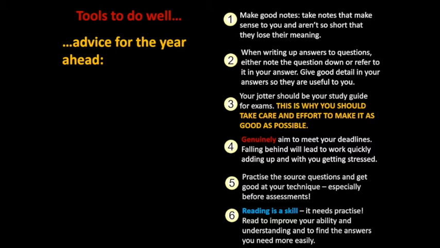So when you get faced with these sources that will come at you in the higher exam, or you are researching your next essay or getting ready for your big assignment that you're going to hand in, reading shouldn't be a chore. It shouldn't be something that's difficult. It should be something that comes to you naturally. And for that to happen, you need to be reading on the regular.